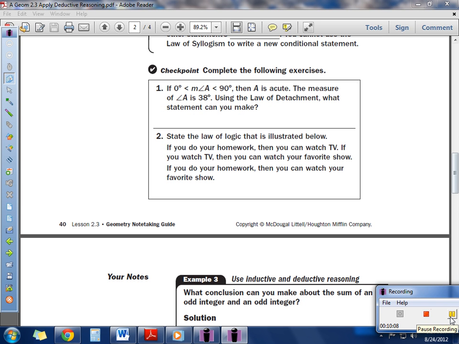Now try these two checkpoints. See if you can get these correct. One of them uses the law of detachment, and it says it right here. The other one tries to get you to figure out which law of logic they're using. So law of detachment or syllogism. Try them on your own.